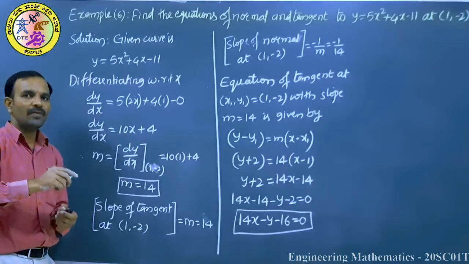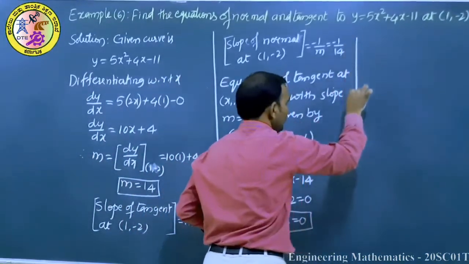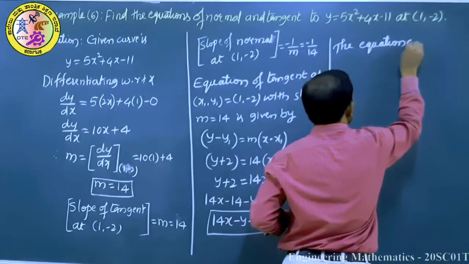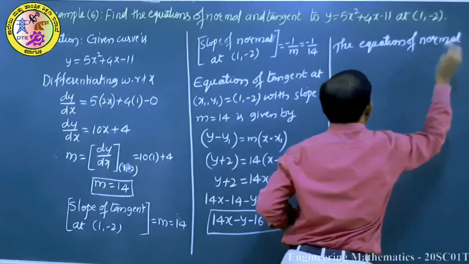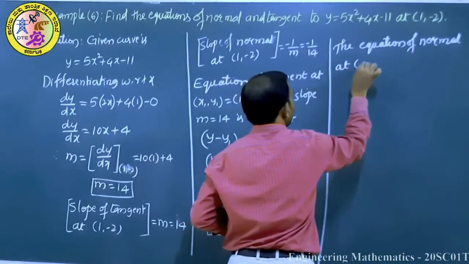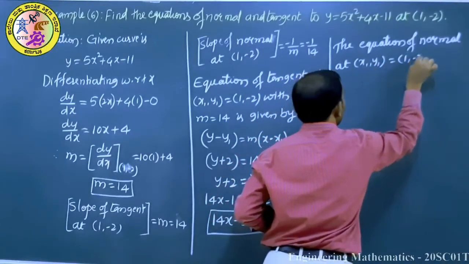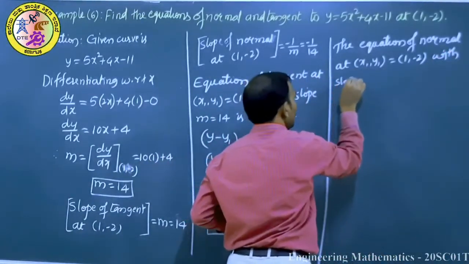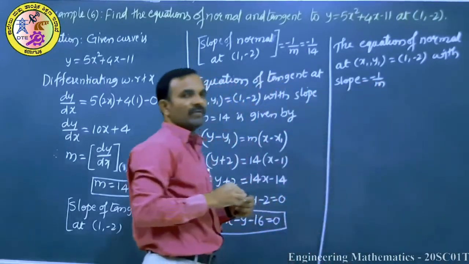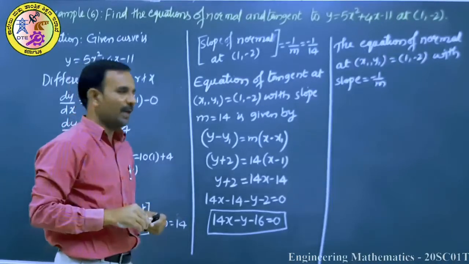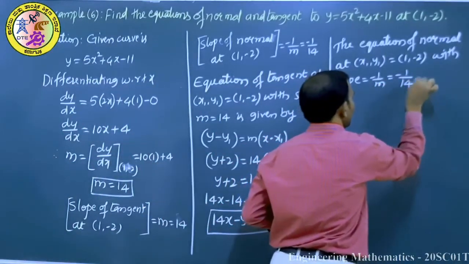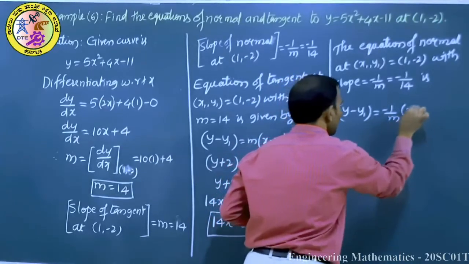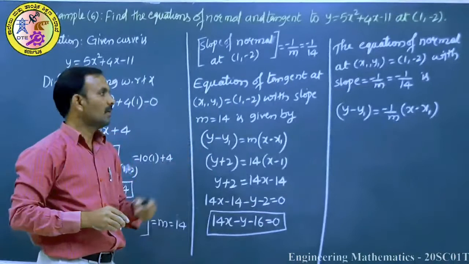Now you have to find the equation of normal. The equation of normal at x1 comma y1, equal to 1 comma minus 2, with slope, what is the slope of normal? Minus 1 by m. Slope of normal is minus 1 by m, that is, m value is 14, so minus 1 divided by 14. It is given by y minus y1 is equal to minus 1 by m into x minus x1, that is the equation of the normal.